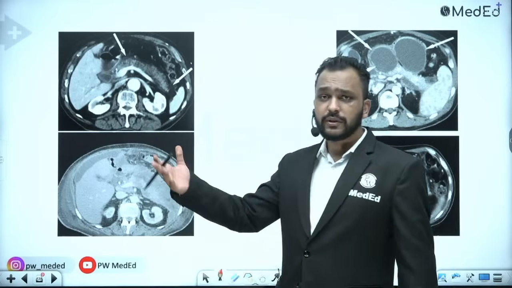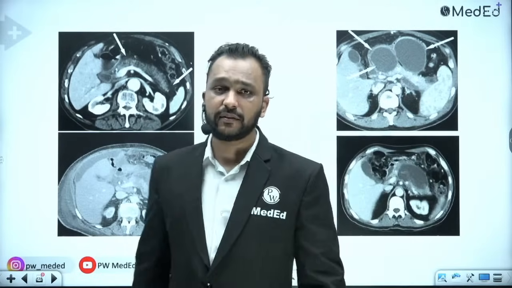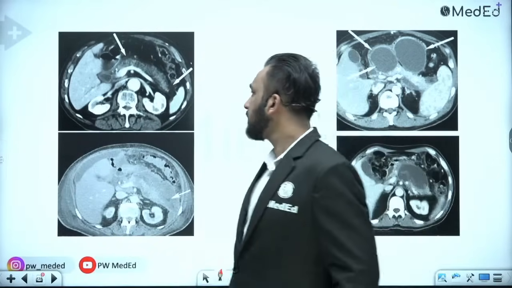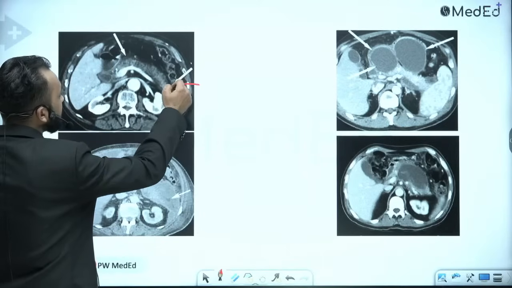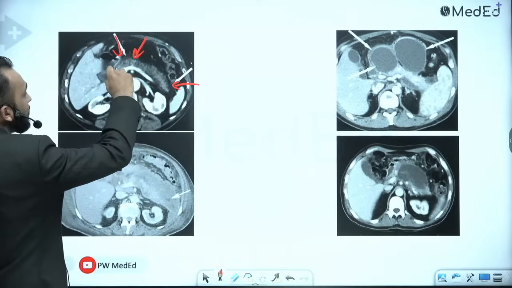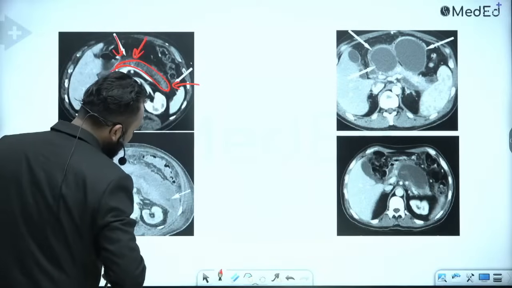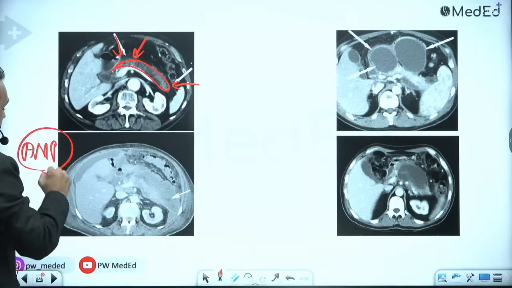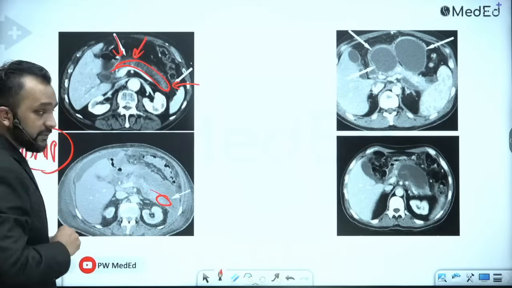Okay. So you read about acute interstitial edematous pancreatitis, acute necrotizing pancreatitis. How do they look on CT? In acute interstitial edematous pancreatitis, peripancreatic fat stranding will be seen, and the pancreas will show heterogeneous enhancement. In acute necrotizing pancreatitis, you will see non-enhancing areas within the pancreas.